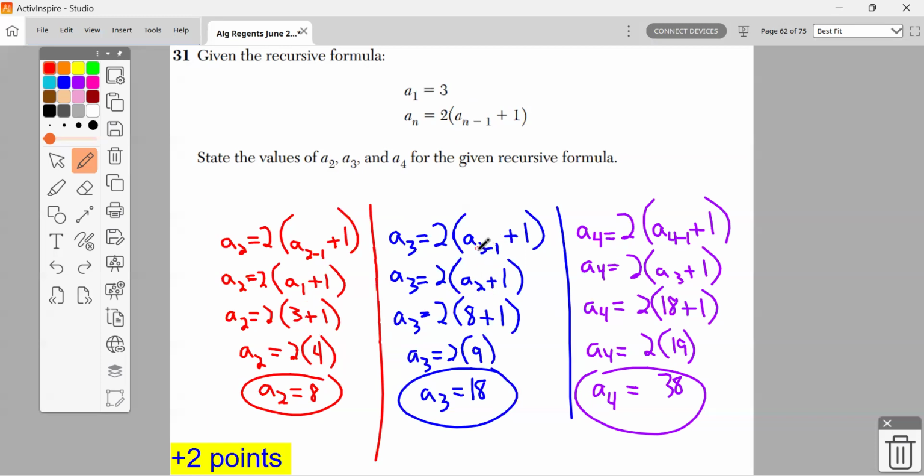Take your previous term, a sub 3 minus 1, which is a sub 2, add 1 to it, so 8 plus 1, we get the 8 from here. Add 1 to it, multiply by 2, you get 18. Take that 18 and sub it in. So 18 plus 1, multiply by 2, and you get 38. So your three terms are 8, 18, and 38.